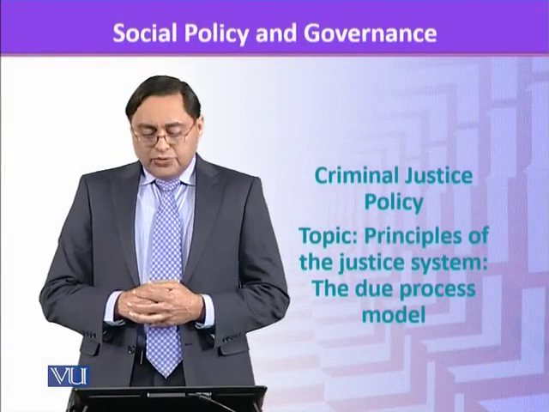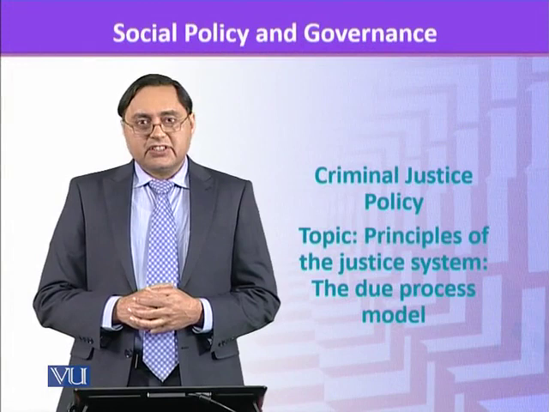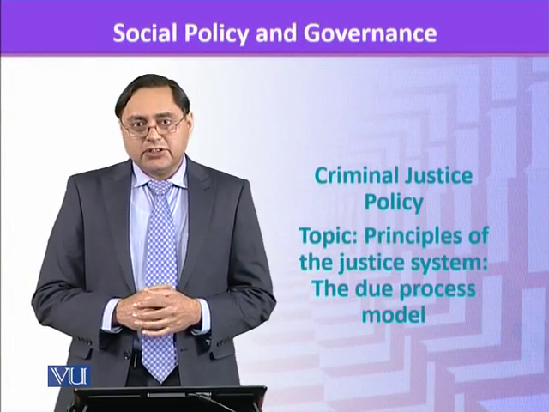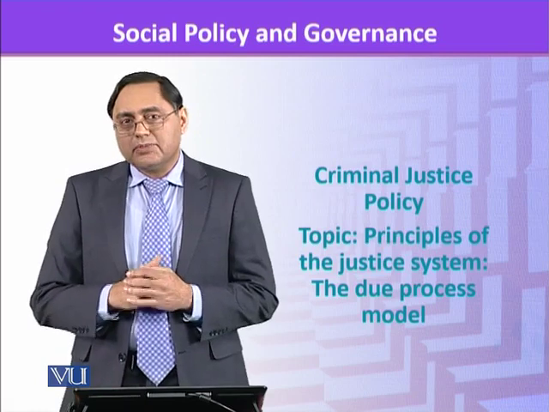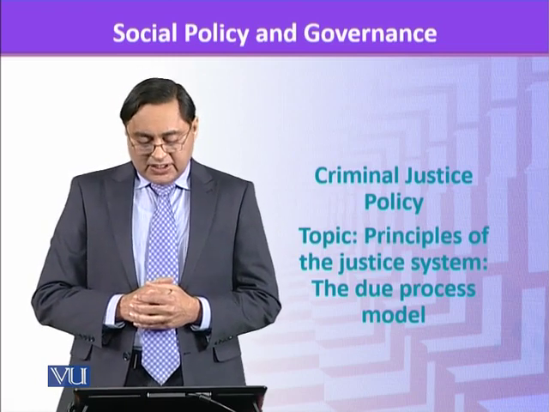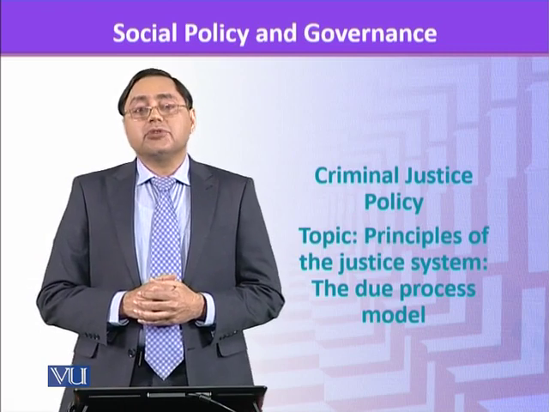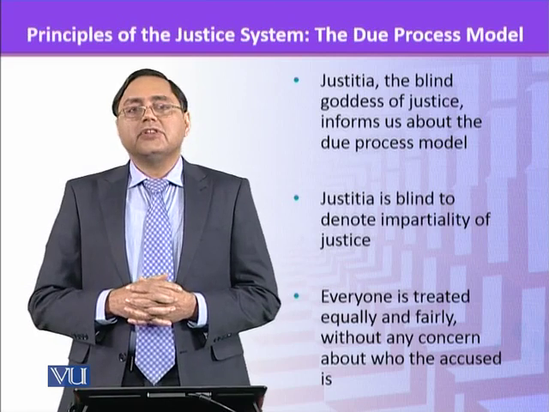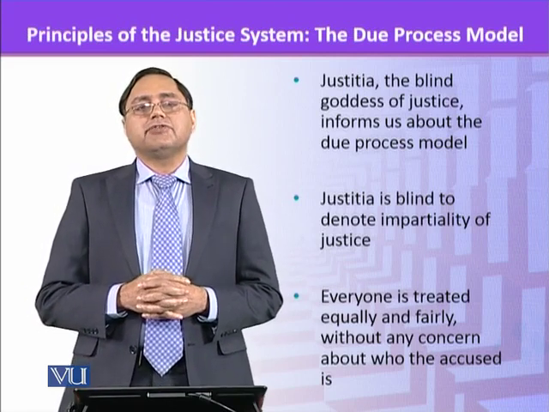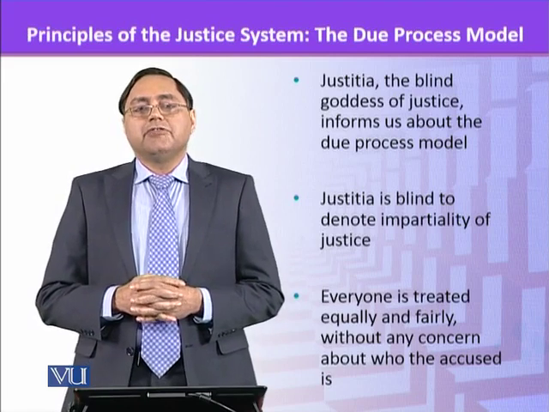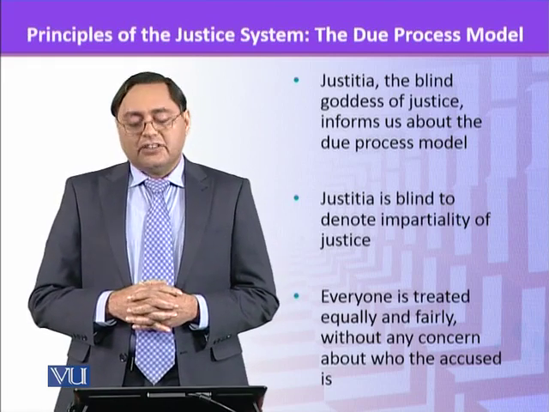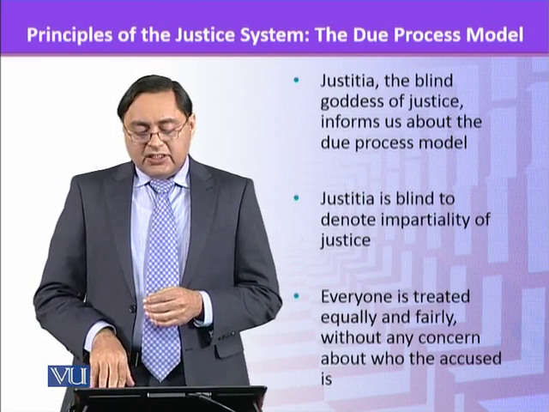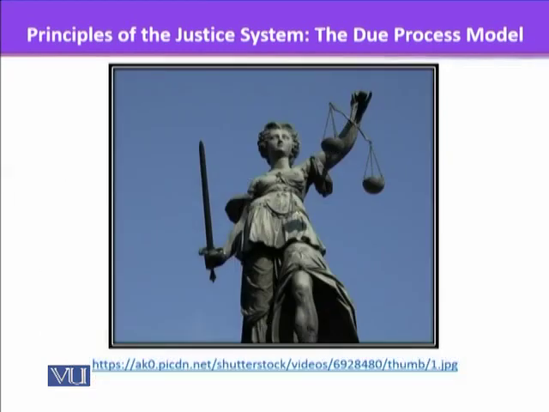Now we discuss the two different models of justice system, or the models which tell us about the principles on which the justice system is established. One is the due process model and the other is the crime control model. The due process model is the idea when we think of impartial justice, when we think of fair trials. Justitia, the blind goddess of justice, actually embodies it. It shows us how the due process model is done.